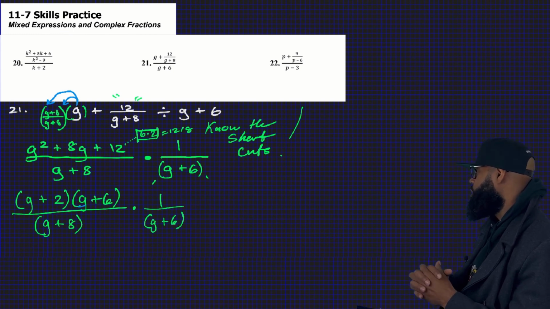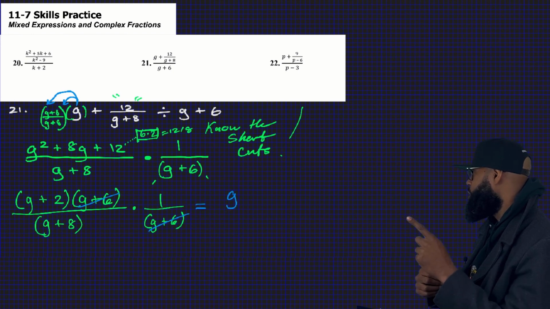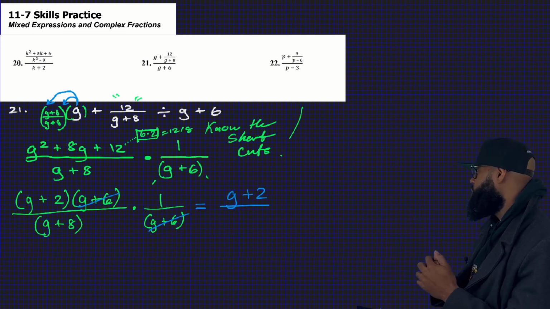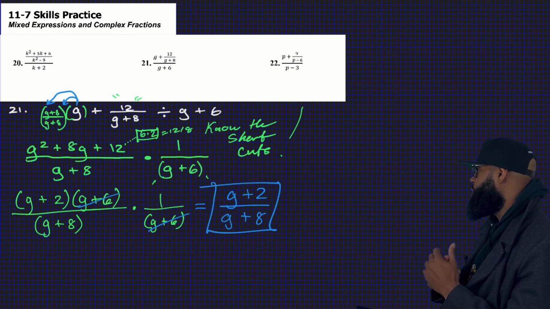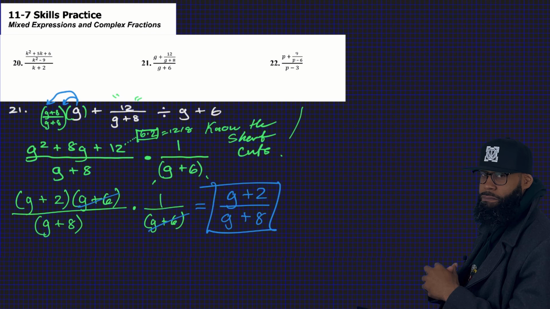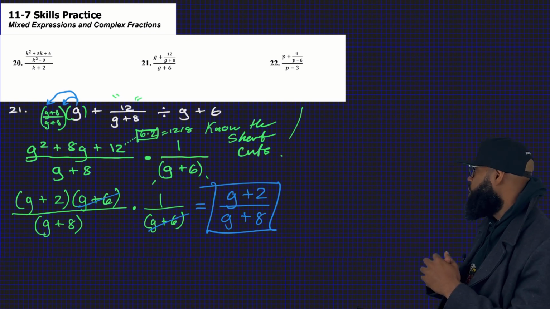We still have the denominator of g plus 8, but now I can easily see that g plus 6 is the numerator over there, and g plus 6 in the denominator right here gets canceled. So now g plus 2 times 1, top times top, and of course bottom times bottom, g plus 8 times 1. And we got it, right? So that is a great one to finish up with.